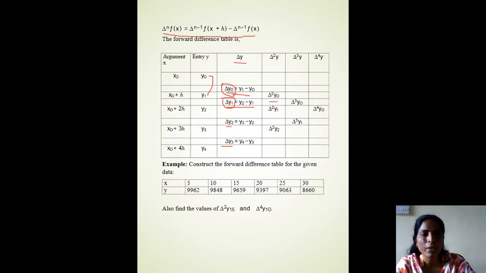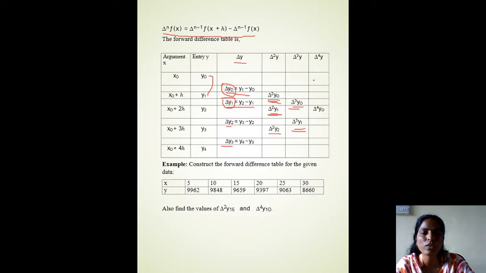Similarly, delta y2 minus delta y1, you will get delta square y1, and delta y3 minus delta y2, these values we are going to consider, and that gives you delta square y2. Again, the third column is third forward difference. So differences of second forward differences. Now this is second forward difference, this is second forward difference, and take their difference. So succeeding minus preceding. So delta square y1 minus delta square y naught, that gives you delta cube y naught. Again delta square y2 minus delta square y1, that gives you delta cube y1, and these are the two values.